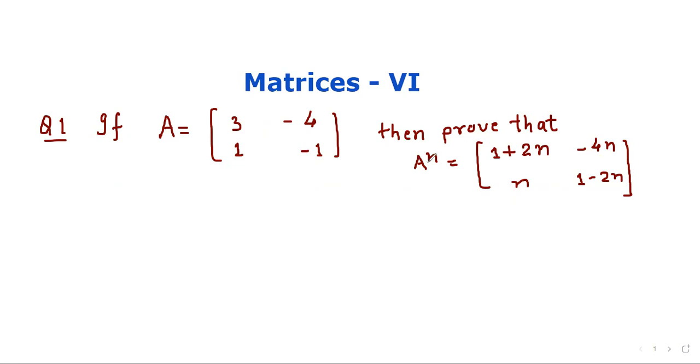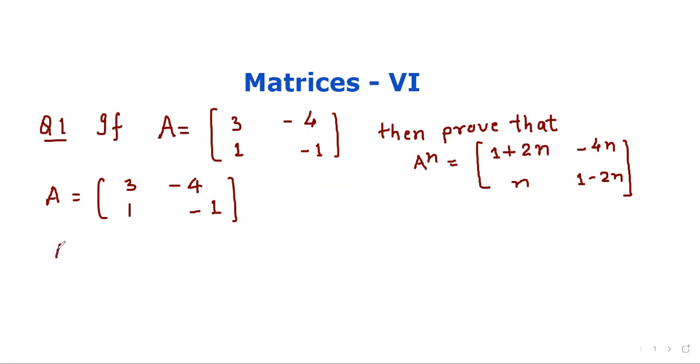So let's write n equal to 1. So A^1, that is A, will be equal to 1 plus 2 into 1, that is 3, and here it will become minus 4, and 1, and this will become minus 1, which is true. The value obtained from here is equal to the value of A.